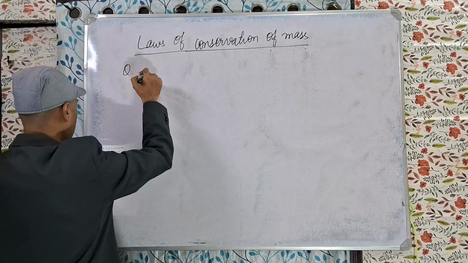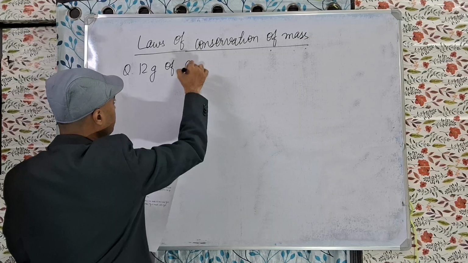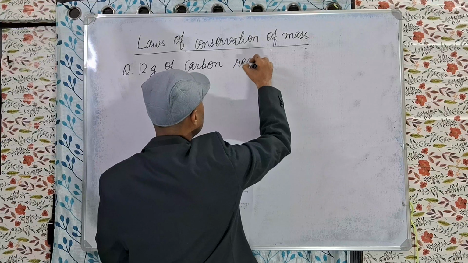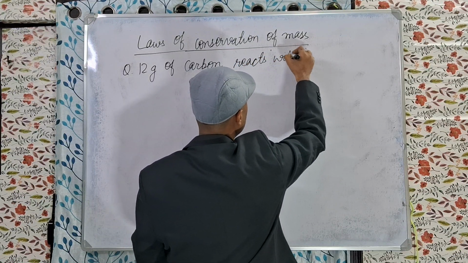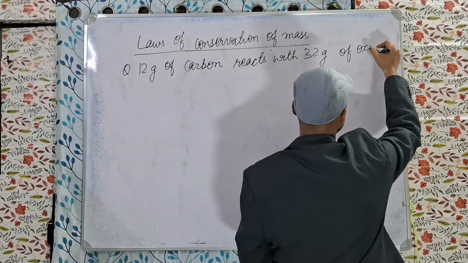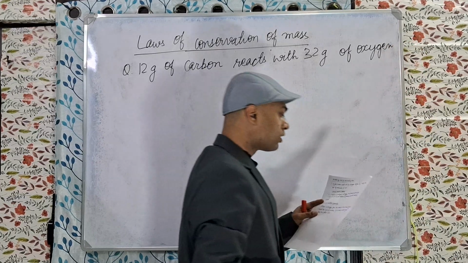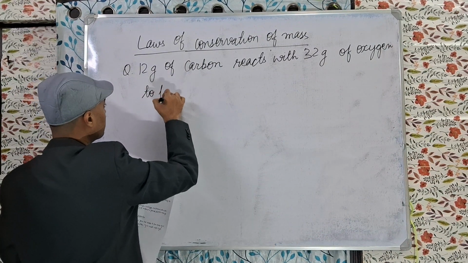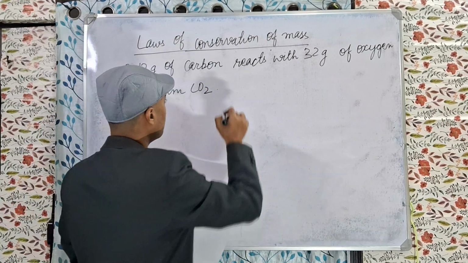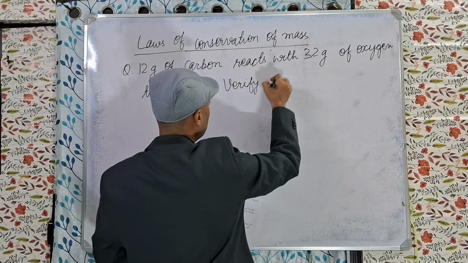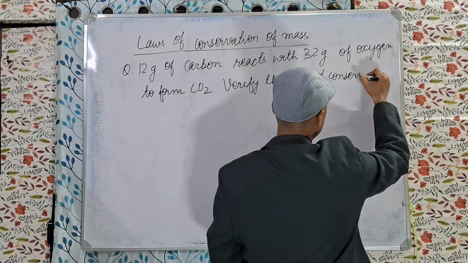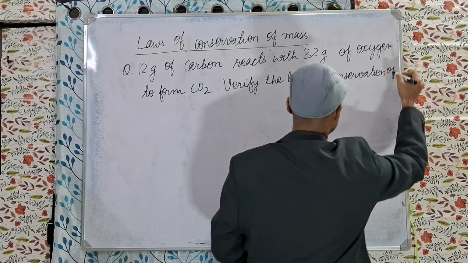The question is: 12 gram of carbon reacts with 32 gram of oxygen to form CO2. Verify the law of conservation of mass.